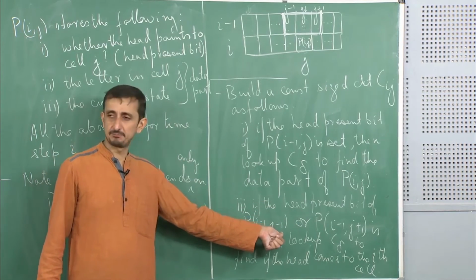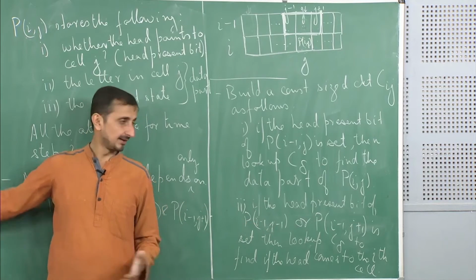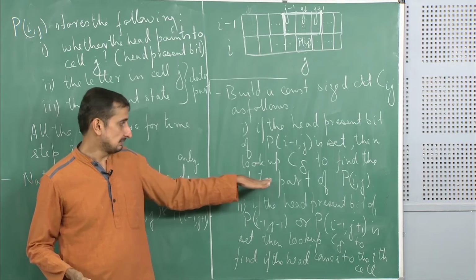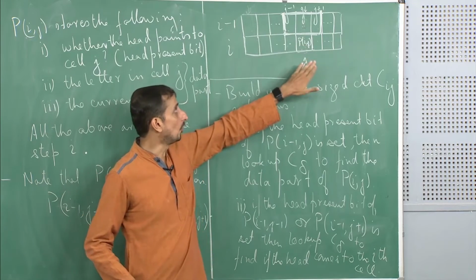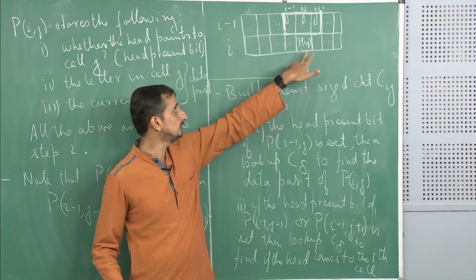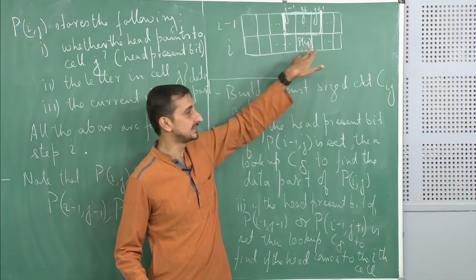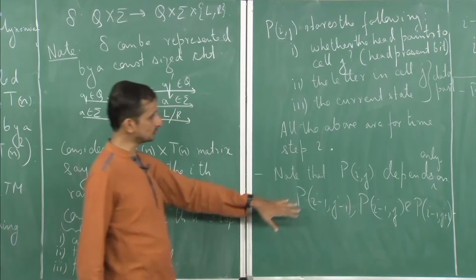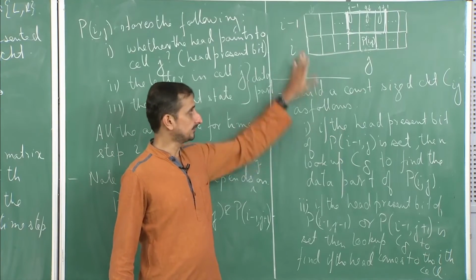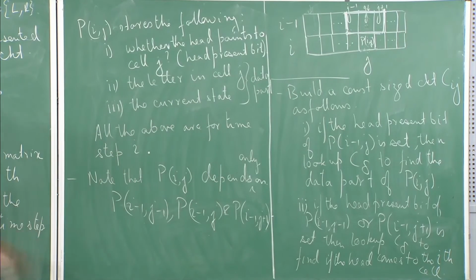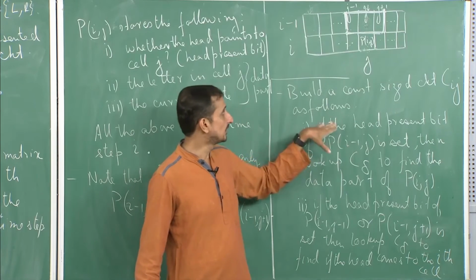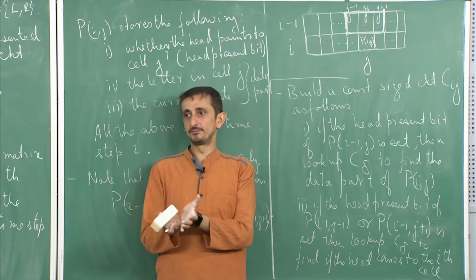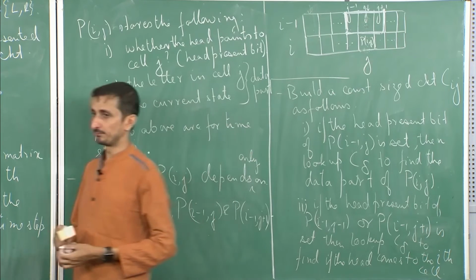So, look up P i minus 1 j minus 1, apply again C delta on the contents of this and now you check whether it is going left or right. So, from this if it is going right or from this if it is going left, then you know that the head present bit of P i j has to be set to true, otherwise not. That is it. So, this allows us to compute P i j for each and every i j. And the reason why this is a constant sized circuit is because I am looking at only 3 cells. Each of these 3 cells have a constant amount of information and I am able to compute it.